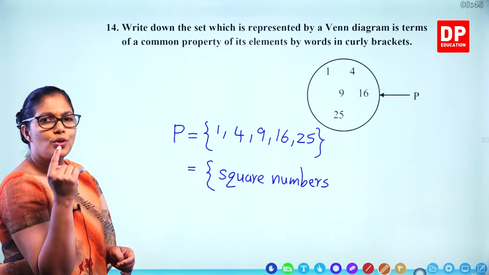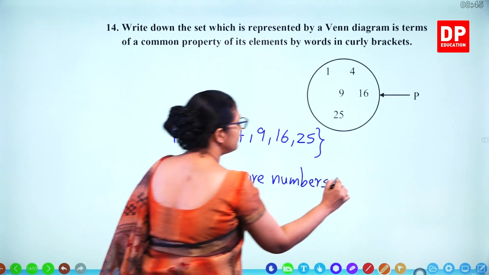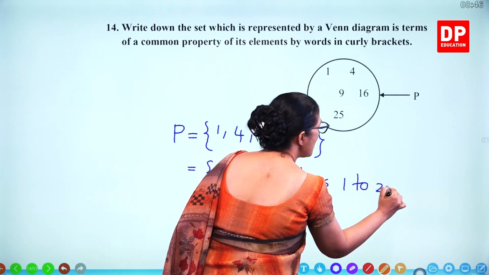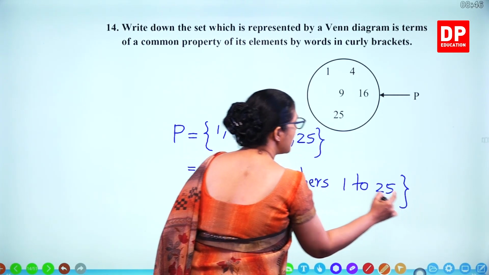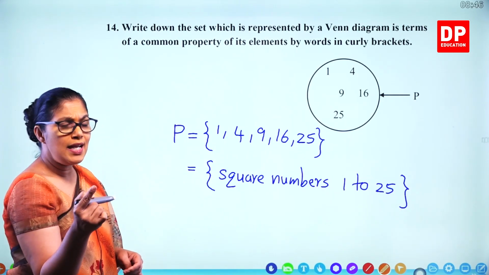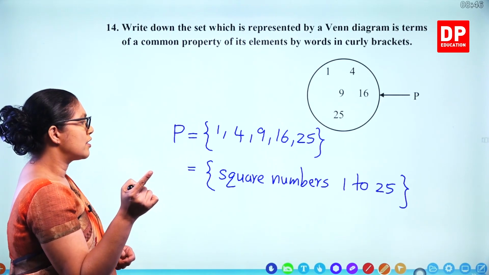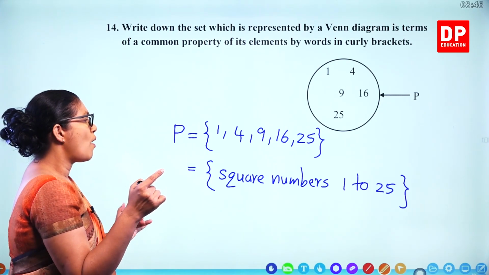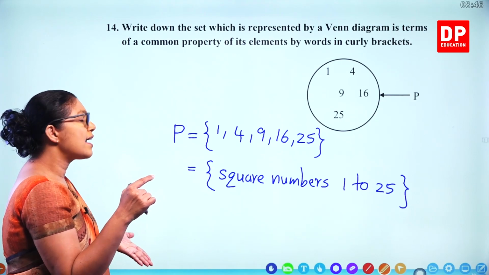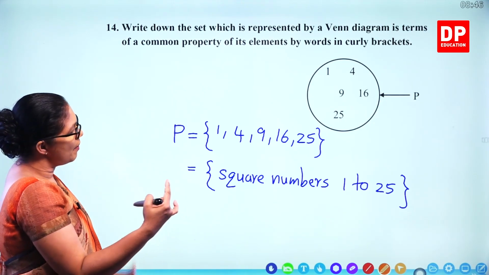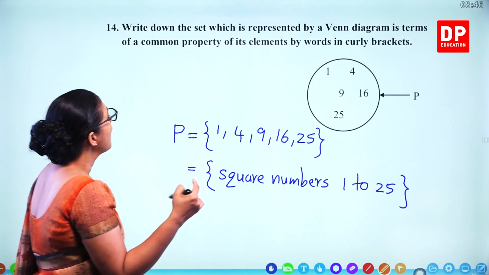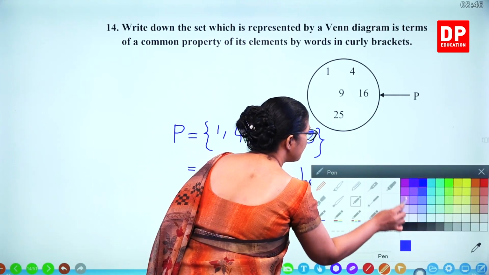One to 25. Then 25 and 1 are also included. If it's in between, 1 and 25 are not included. So you can write 1 to 25 or less than 30. Any number less than 30. So you get 2 marks.